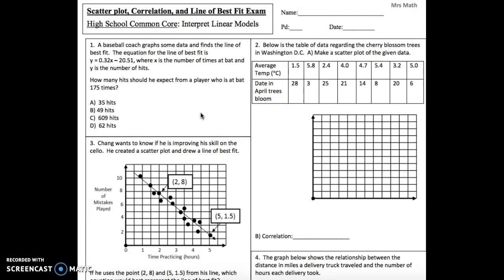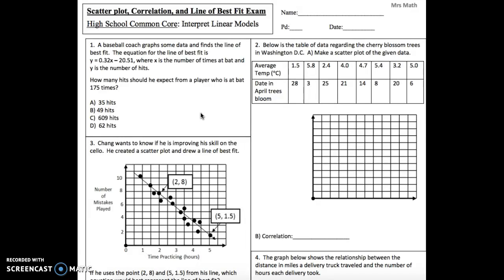Number one, a baseball coach graphs some data and finds the line of best fit. The equation for the line of best fit is y equals 0.32x minus 20.51. X is the number of times at bat, y is the number of hits. How many hits should he expect from a player who is at bat 175 times? So reading back through the problem, we're going to plug in 175 times at bat, which is x, into our equation to solve for y, which would be the number of hits.